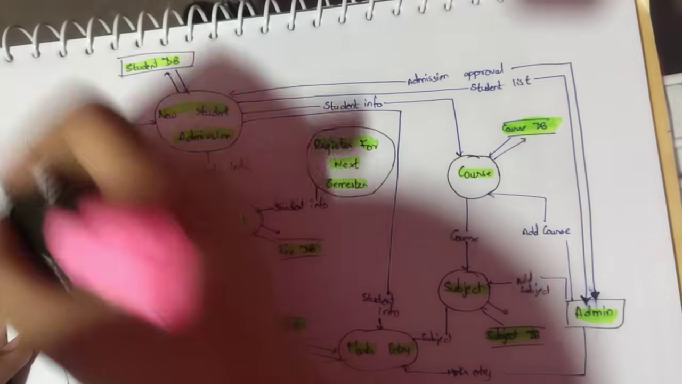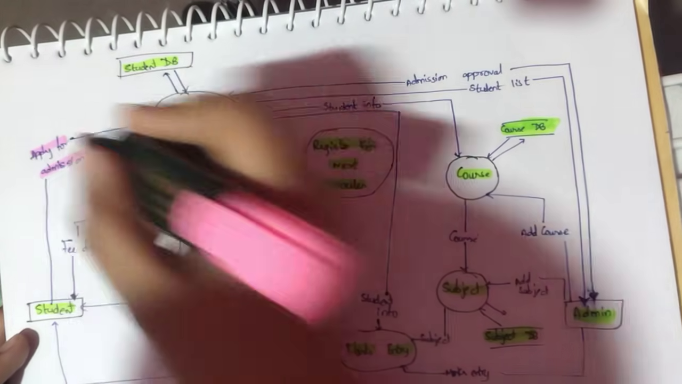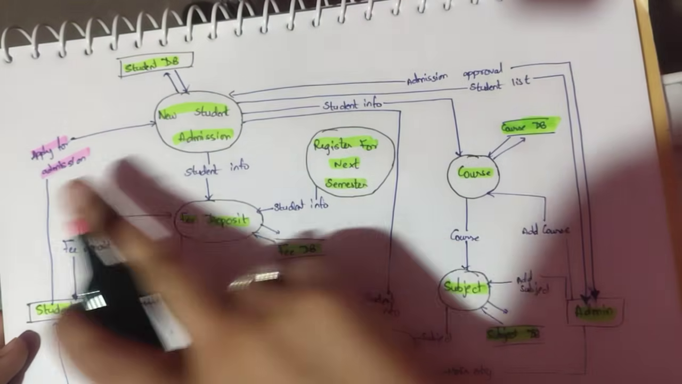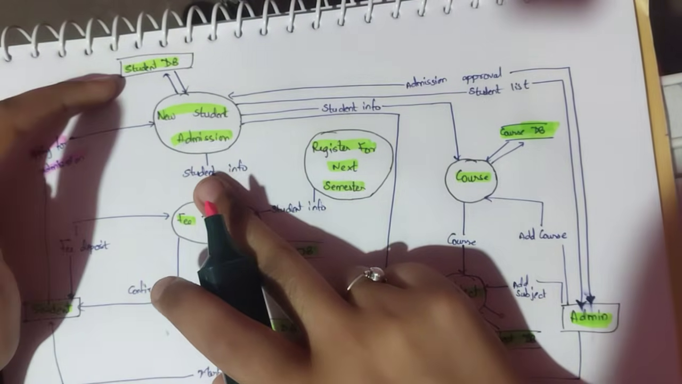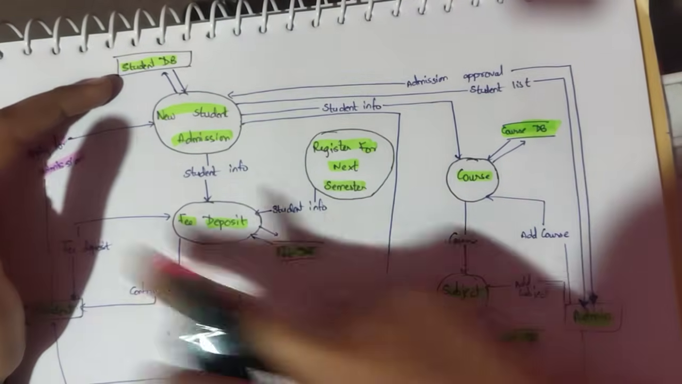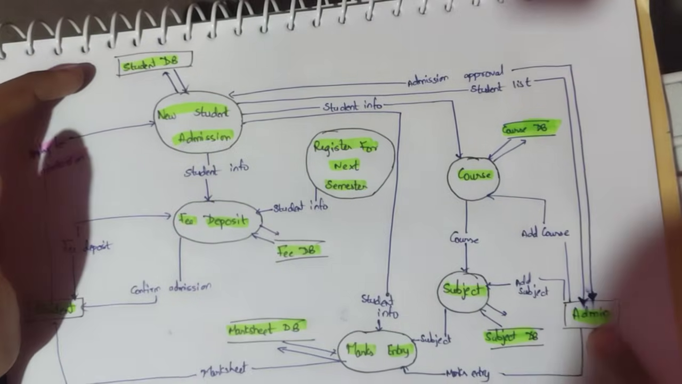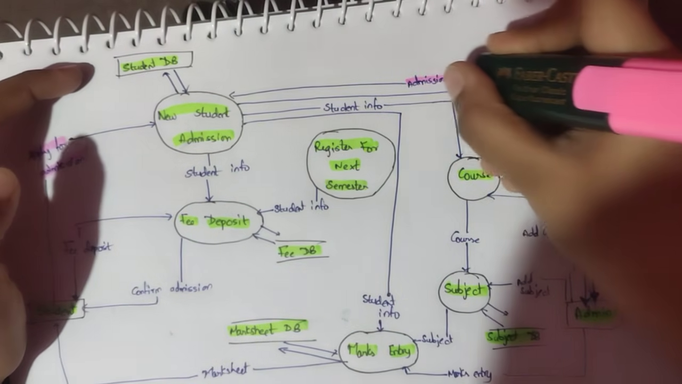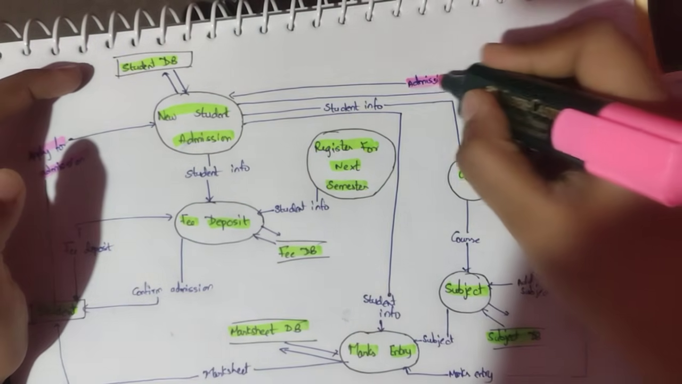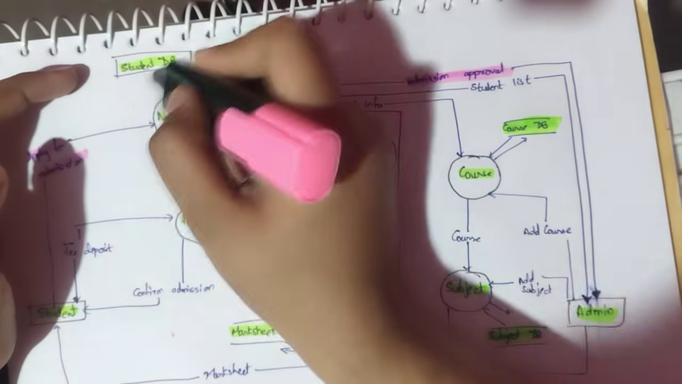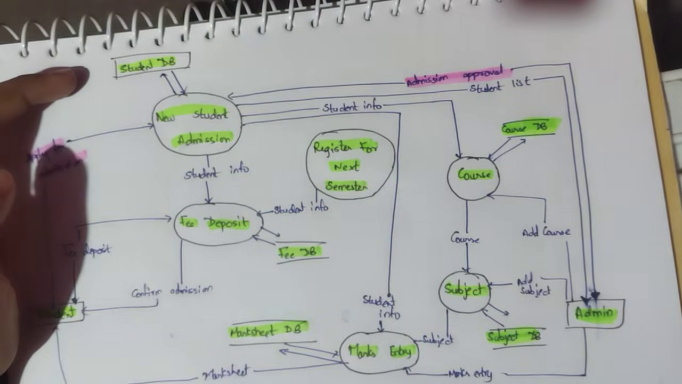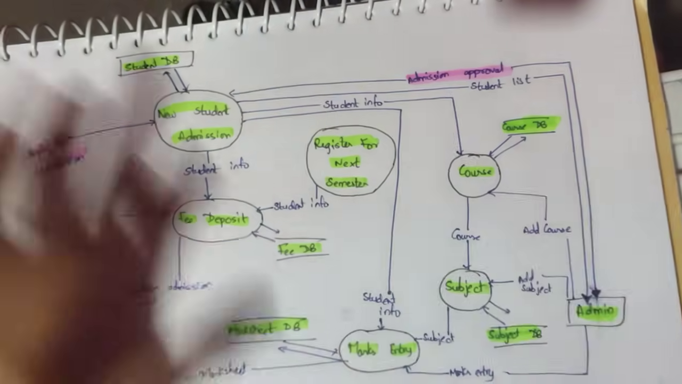For example, first the student applies for admission. This is the first step. After applying for the admission, it will go to the student DB. After the admission, all the entries go to the admin. The admin will approve the admission. After the admin approves it, it will be saved inside the student DB, confirming the admission.